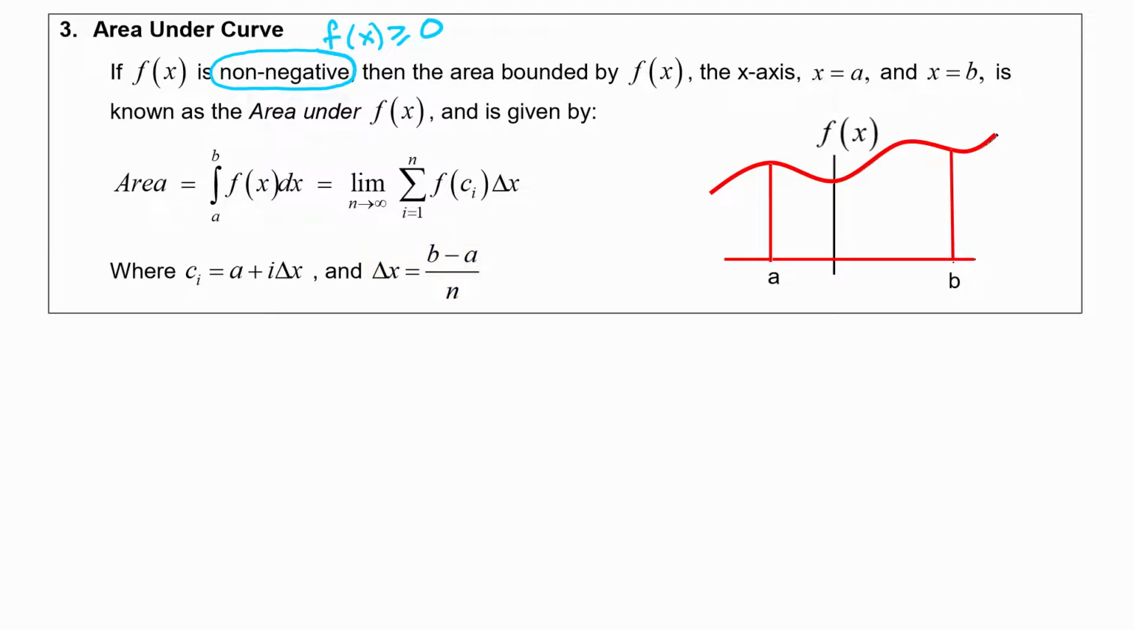Now in this diagram, the area bounded by all of these is this area right here. So when we talk about the area under f of x, this is what we mean. It's under f of x, but above the x-axis, and then bounded by the left endpoint of the interval and the right endpoint of the interval.